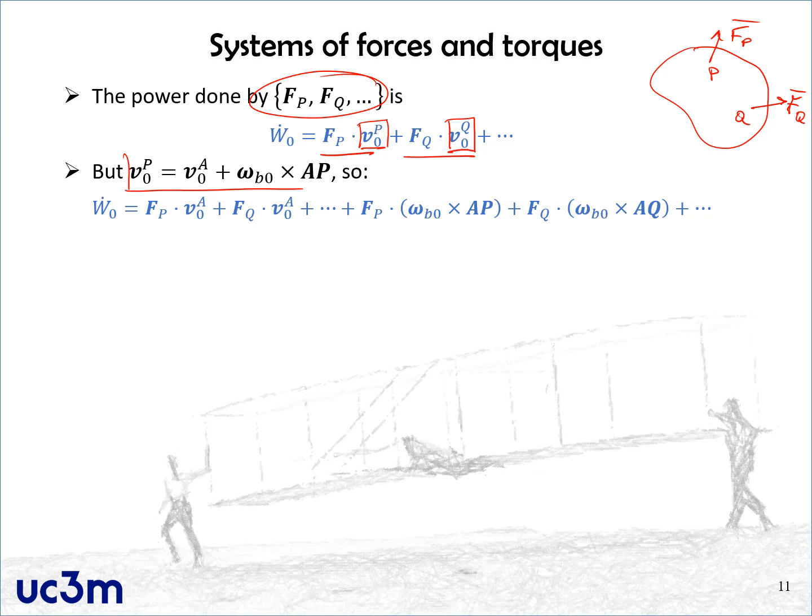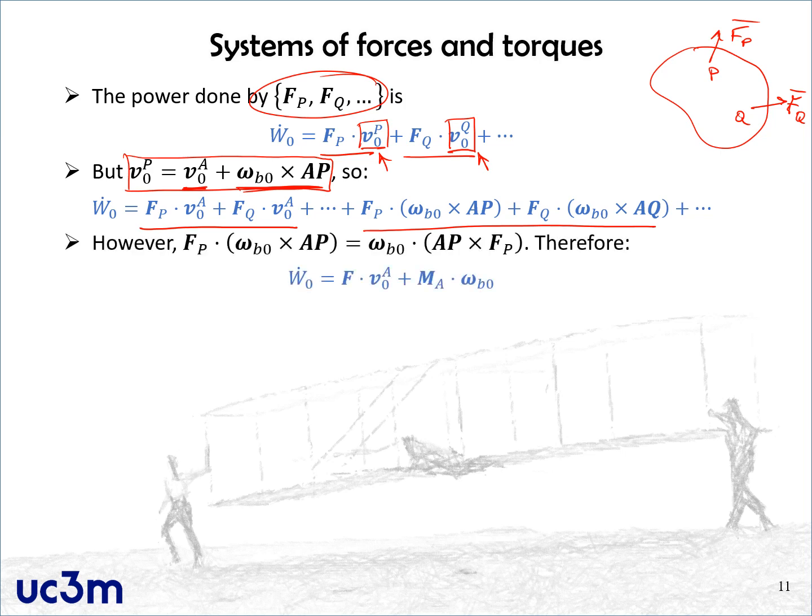Now we can rewrite this expression using the velocity field of the rigid body to replace each of the velocities that we have over here in terms of the velocity of a single reference point, for example, A, plus this other term. If we do that, we see that we have two families of contributions. On the one hand, we have all the forces multiplied by VA, and on the other hand, we have these other terms.